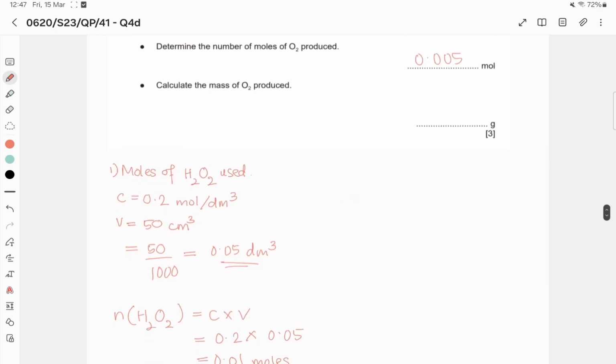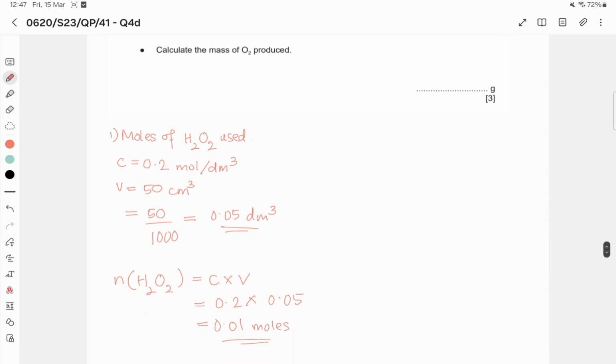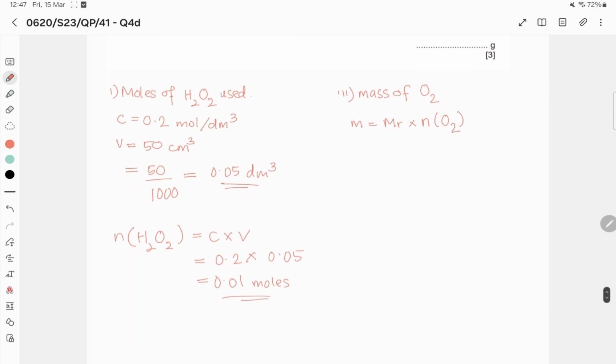Next, we need to find the mass of oxygen produced. Let me just write it here. Mass of oxygen. To find the mass, we will use Mr multiplied by the number of moles. And from the periodic table, we know that the Ar of oxygen is 16. Ar of the oxygen atom is 16. Thereby, Mr of oxygen is equal to 32.